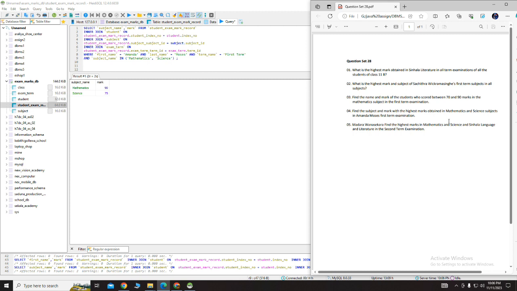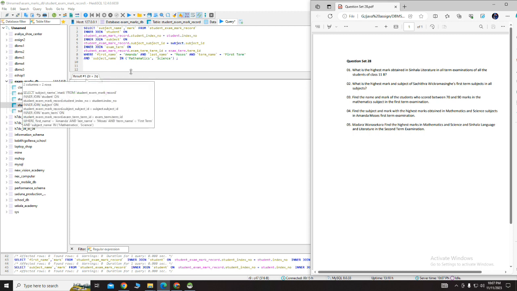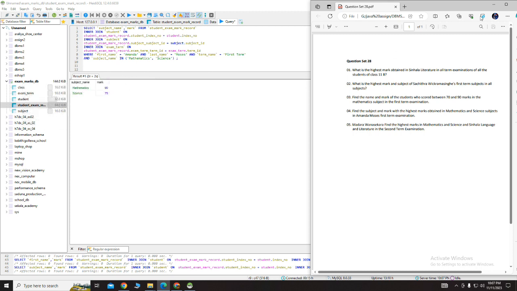They said to find the highest marks obtained in mathematics and science subjects. Both of these subjects come under the subject name column. To find data which has to fulfill two conditions of the same column name is quite tricky. So we have said here subject name should be mathematics and science, and we have specifically used the word in. After executing this query, we can see that this is the end result.